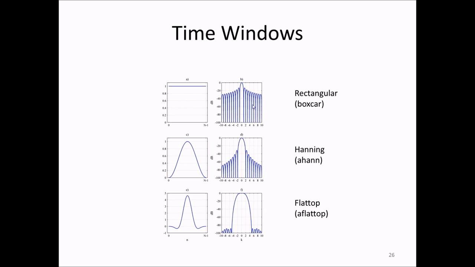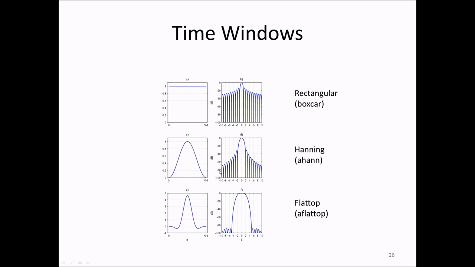And if we start by looking at the rectangular window, sometimes called the boxcar window, the frequency spectrum of it is characterized by a narrow main lobe, which has a first zero at k equal 1, as we have seen before, and k equal minus 1. And then we have zeros for each integer of k.